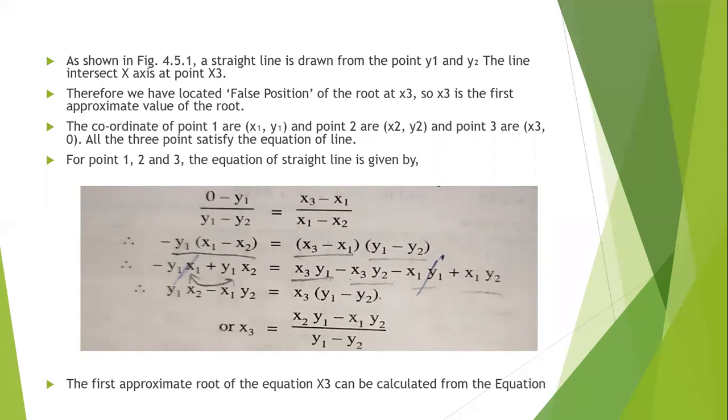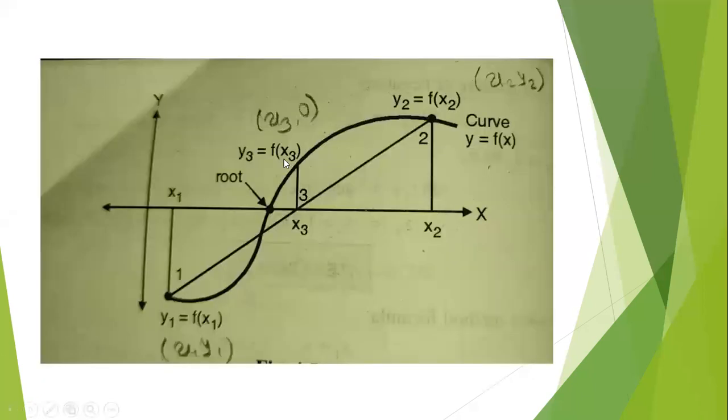And again, to find x4, the second approximate root of the equation. The coordinates of point 1 are x1 comma y1, point 2 are x2 comma y2, and point 3 are x3 comma 0. All three points satisfy the equation of a straight line. Therefore, for points 1, 2 and 3, the equation of the straight line is given by y3 minus y1 upon x3 minus x1. The value of y at that point is 0.